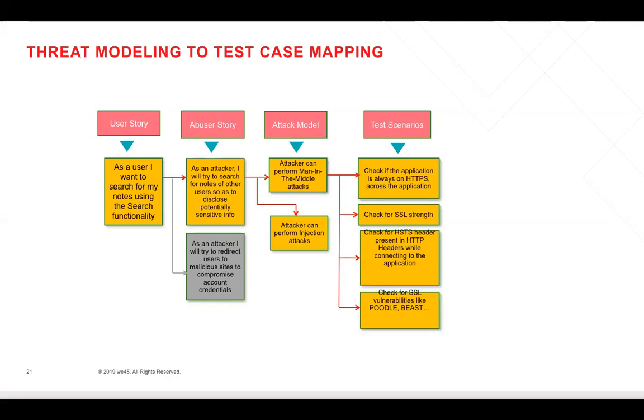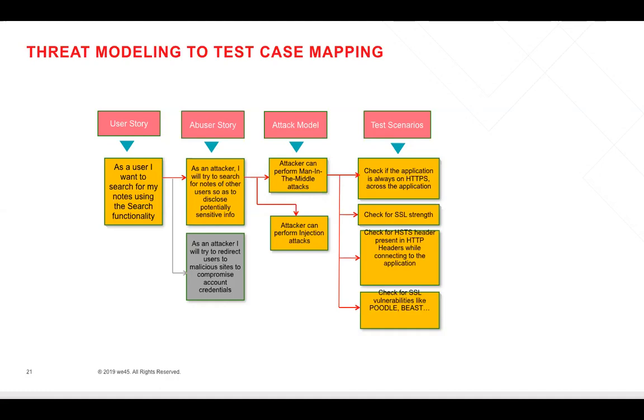Now, let's just follow the yellow boxes, because those are the ones that we are going to break down. So we have two abuser stories. Out of this, I'm just taking the first abuser story, which is essentially that as a bad guy, I might want to search the notes of somebody else. Now that abuser story could break down into two attack models. The first attack model through which I might achieve this abuser story is by performing a man-in-the-middle attack. The second way in which I might weaponize this abuser story is by performing injection attacks. So two very simple examples, right?